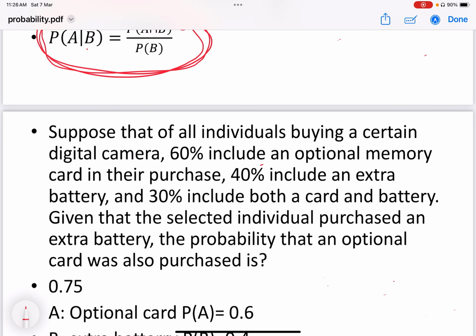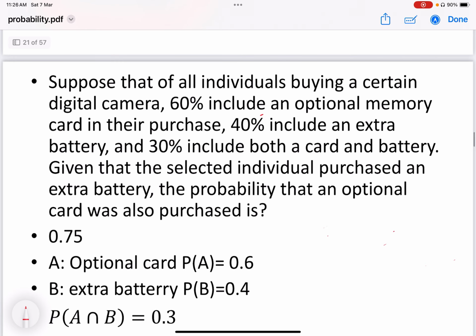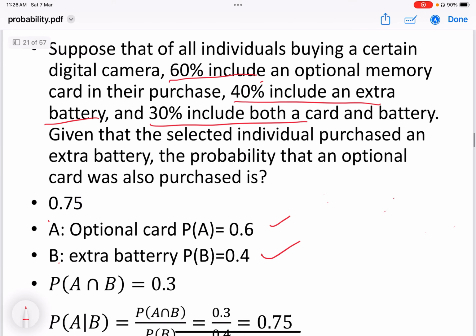Given that the selected individual purchased an extra battery, find the probability that an optional card was also purchased. Now let us give the event A a name: event A is optional card. Now 60% include an optional memory card, so P of A is 0.6. 40% extra battery, so let us write B as extra battery. So P of B is 0.4. 30% both. That means P of A intersection B is 0.3.